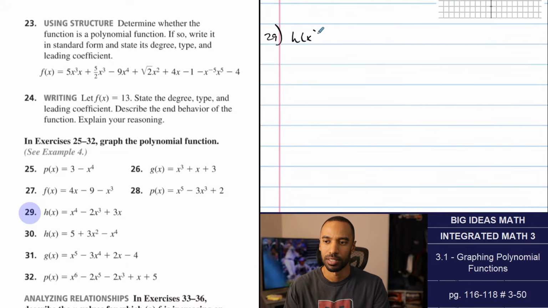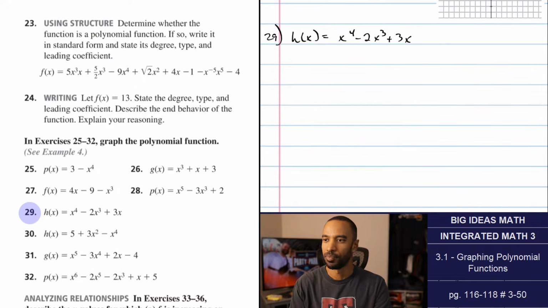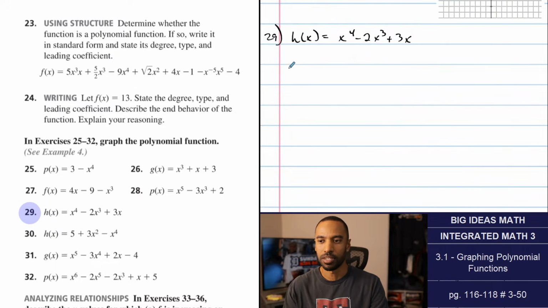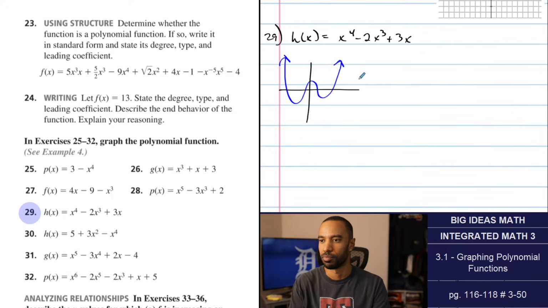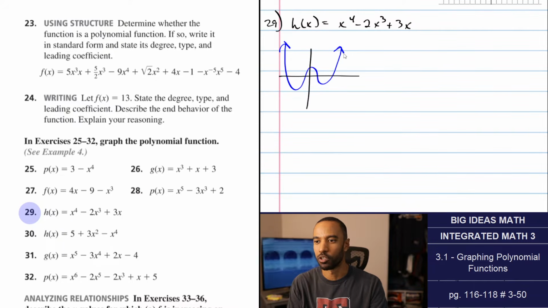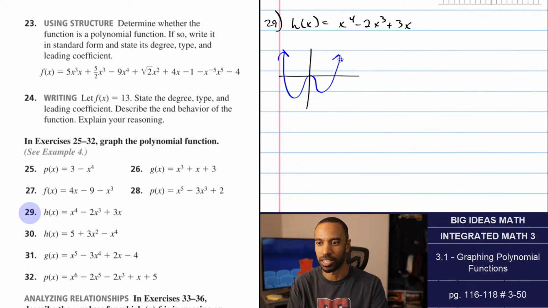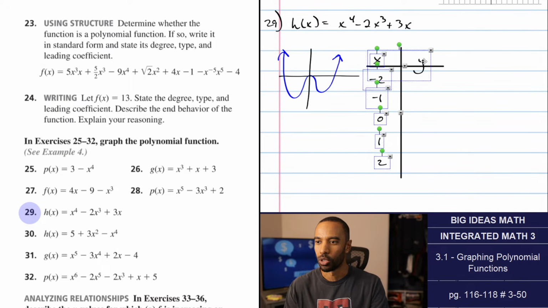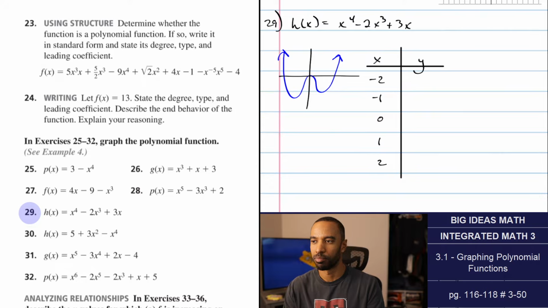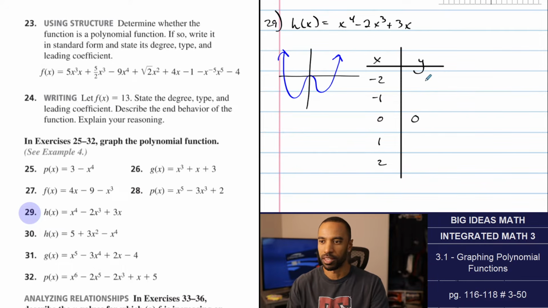H of x equals x to the fourth minus 2x cubed plus 3x. Already in standard form. It is a positive, even degree polynomial. Looking for something along those lines there. Notice it doesn't have a constant, so its y-intercept's going to be 0. Will it turn like that? I don't know. Only one way to find out, right? But that's the end behavior. Important things, end behavior. You plug in 0, you get 0 out. That's the point I was making there.